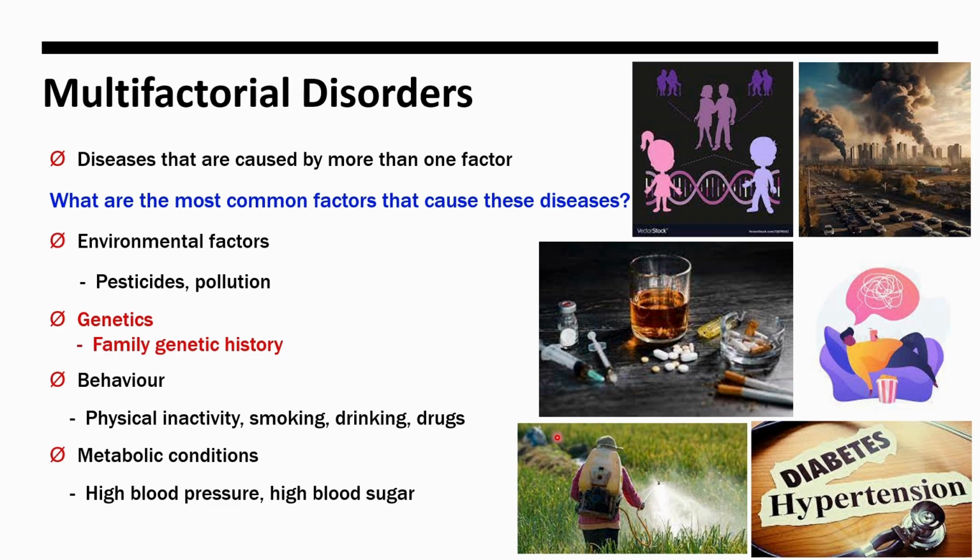Obviously, genetics is one kind of factor, mainly the family genetic history. In addition to that, there are behavioral problems like physical inactivity, smoking, which is the main reason for many of the diseases, drinking, drugs. There are also metabolic conditions like high blood pressure and high blood sugar.